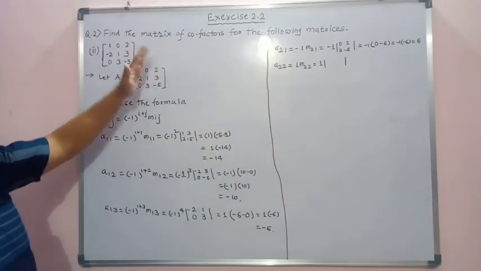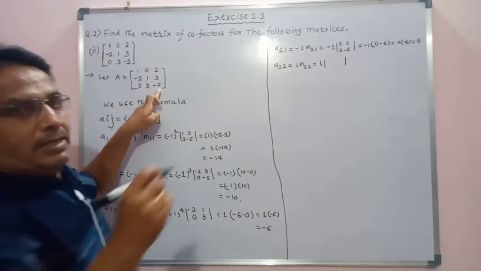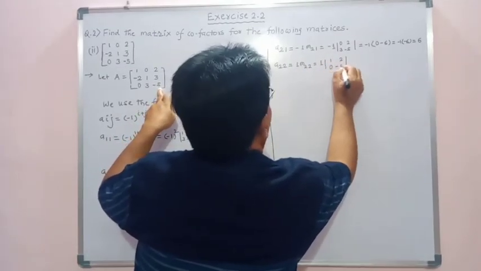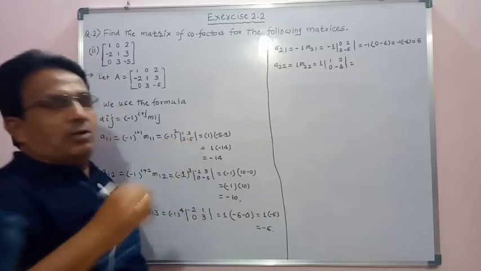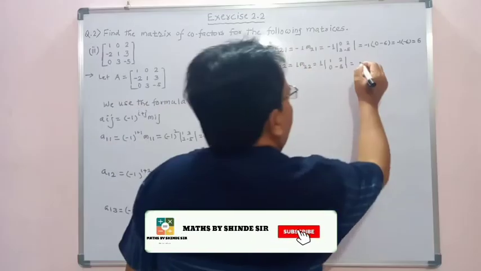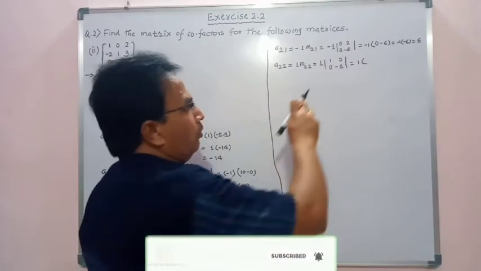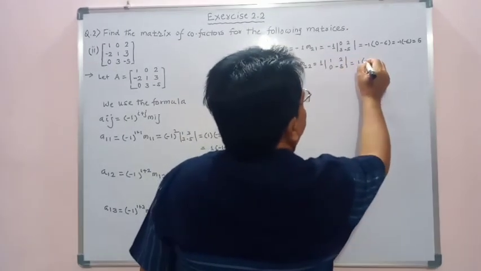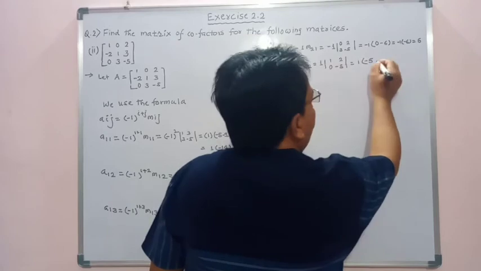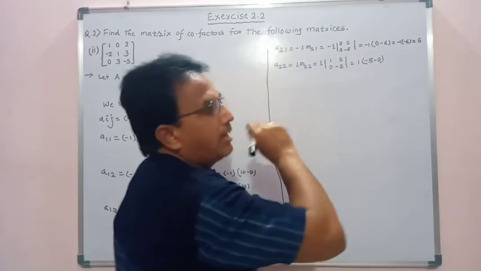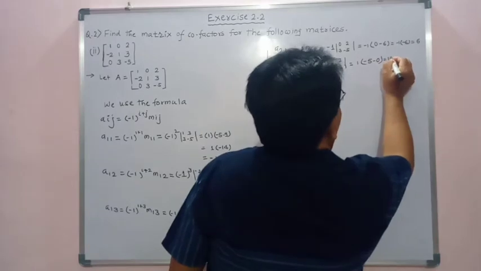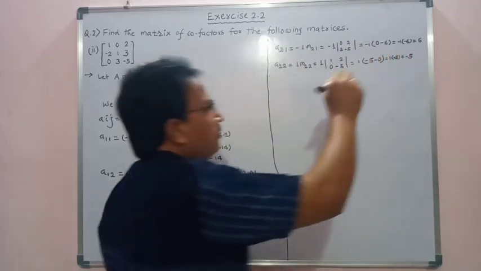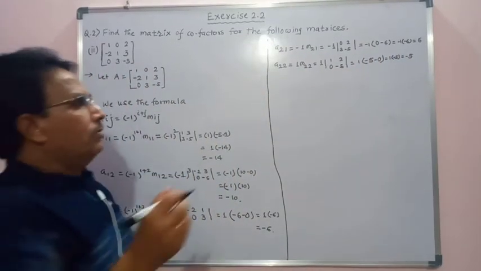Leaving off second row, second column: 1, 2, 0, minus 5. This is the value of M22. M22 is 1, 2, 0, minus 5. We use the cross product: 1 into minus 5 minus 0 into 2, which is 0. Therefore, 1 into minus 5 minus 0 is minus 5. 1 into minus 5 is minus 5. This cofactor is minus 5.